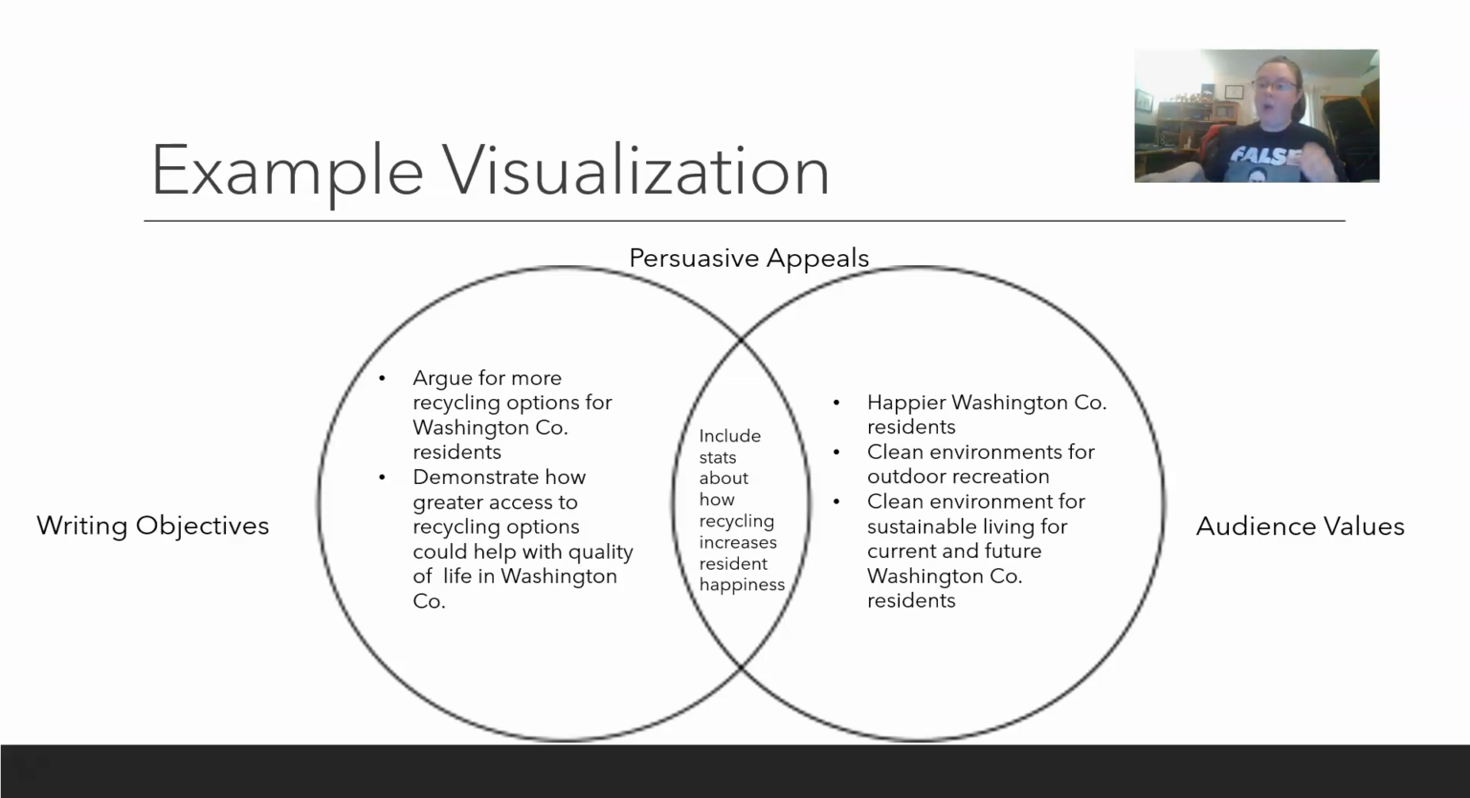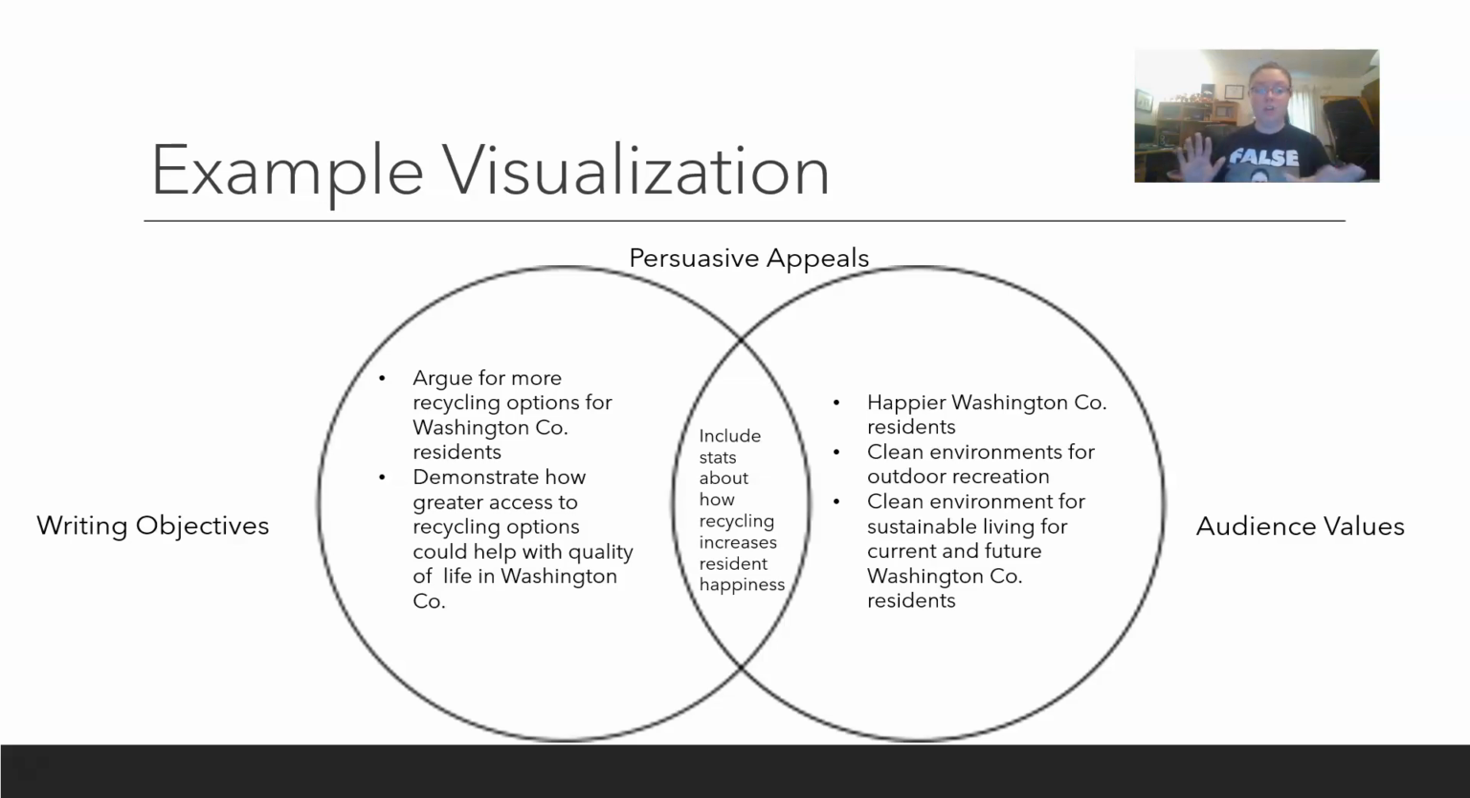That's why we're writing. That's ultimately the argument we want to make and the stuff that we want to get done with it. Now, our audience, whoever that might be, maybe it is the mayor's office, maybe it is individuals of a certain part of the community, but whoever that happens to be, maybe their values are happier Washington County residents, clean environment for outdoor recreation, clean environment for sustainable living for current and future Washington County residents.